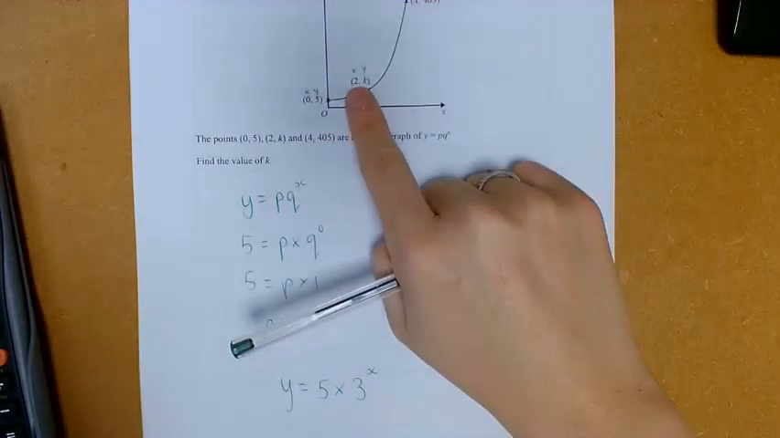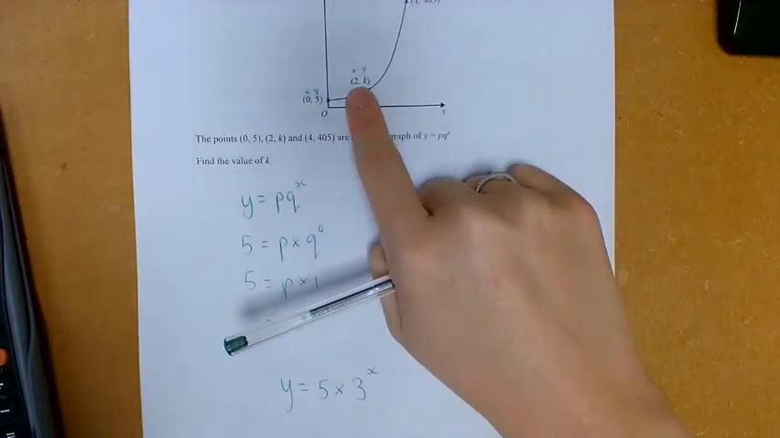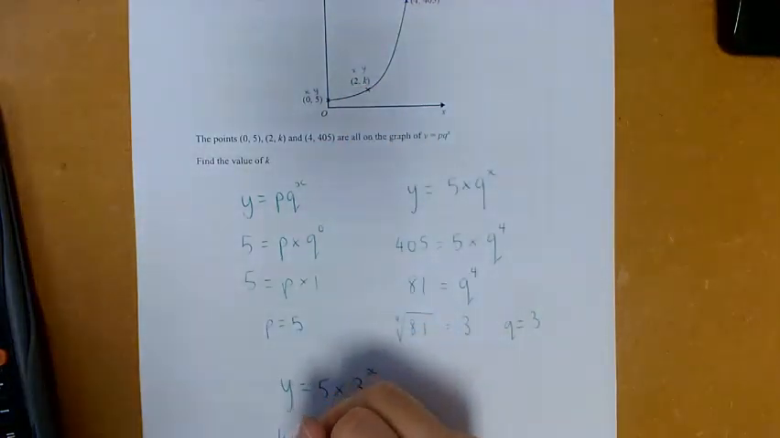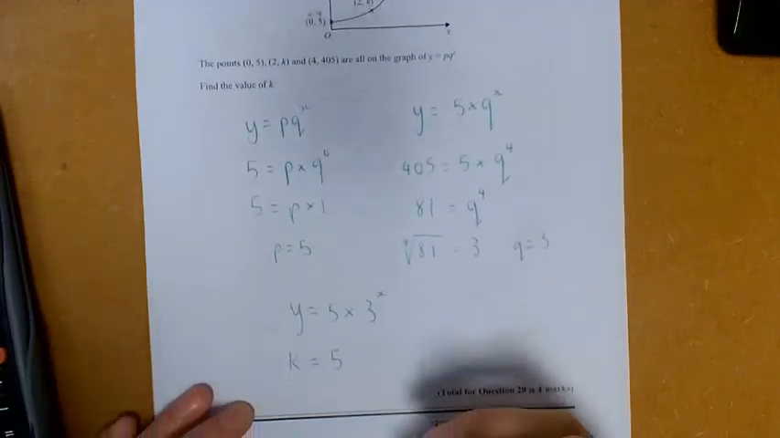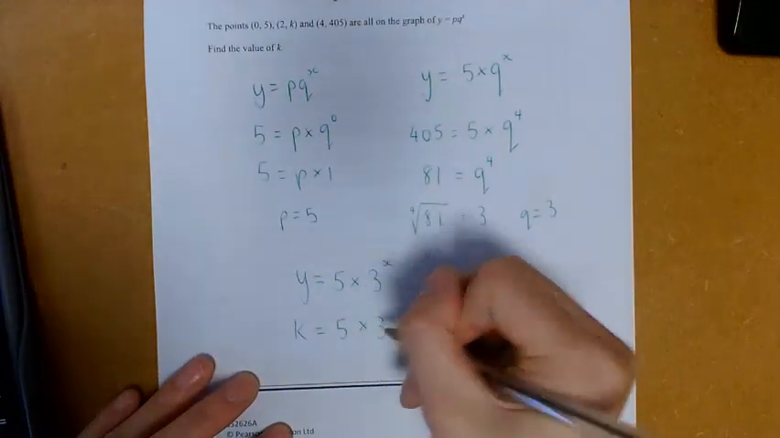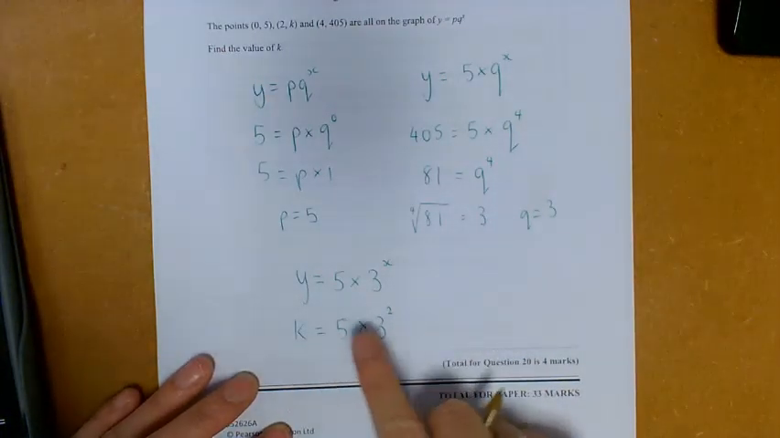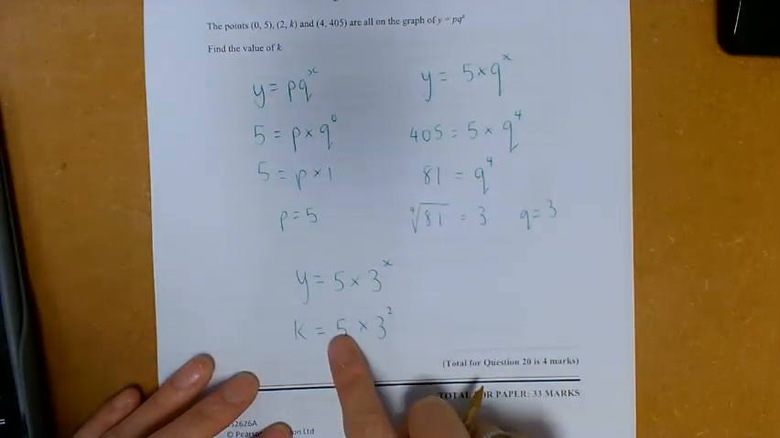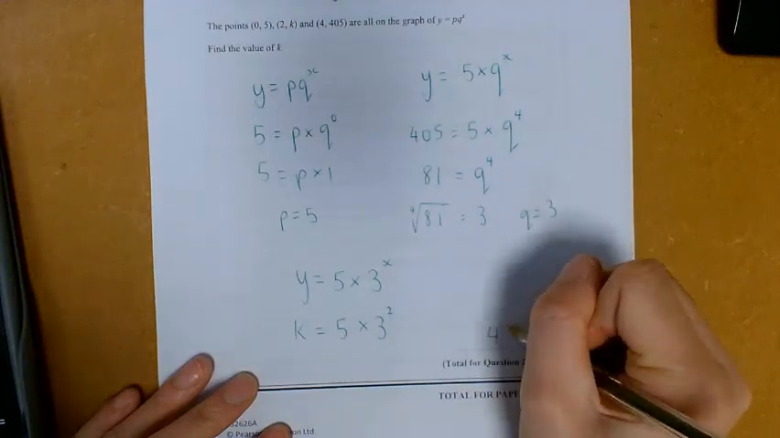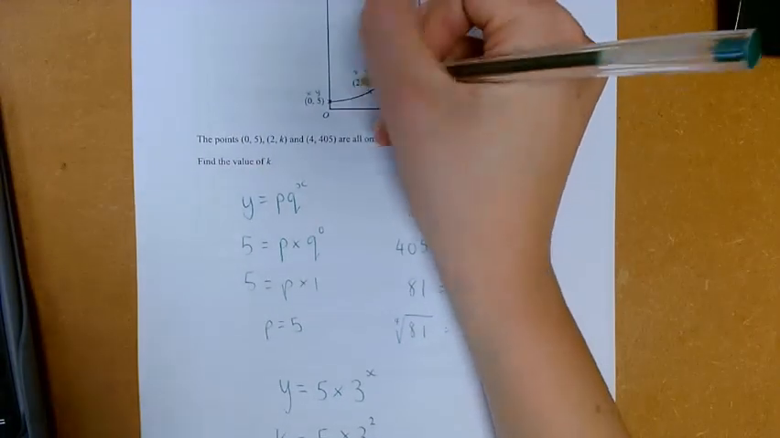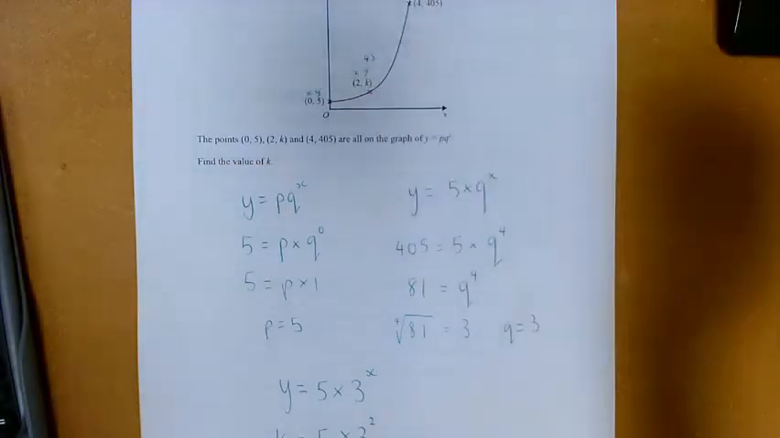And then we've got to work out k, so let's use this. K is y, so k equals 5 times 3 to the power of 2, because that was our x coordinate. K we didn't know. 3 squared is 9, times by 5 is 45. So that would be the missing y coordinate on that graph.